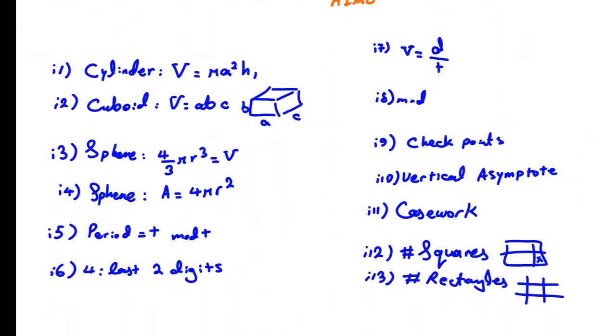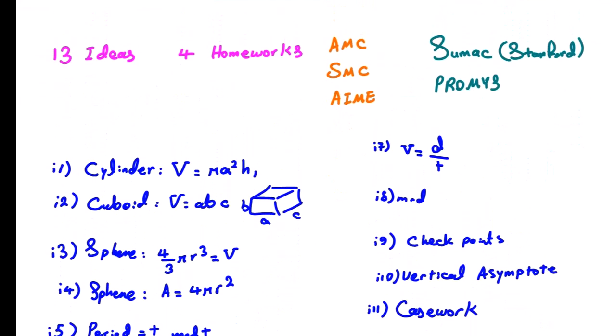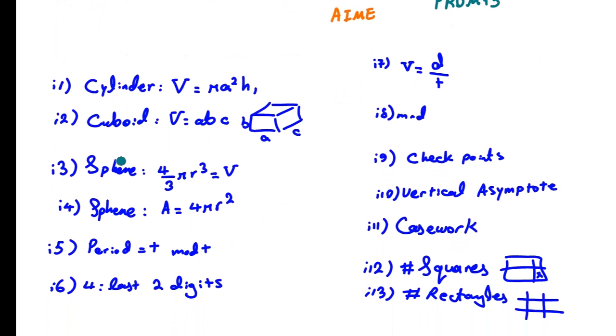Okay, the ideas are these 13 ideas. Let me consider idea 1, 2, for example, volumes in cuboid and spheres. When the period is t, we should consider mod t. This formula, velocity is distance over t, modulo. Checkpoints when we have a diagram, vertical asymptotes, caseworks.